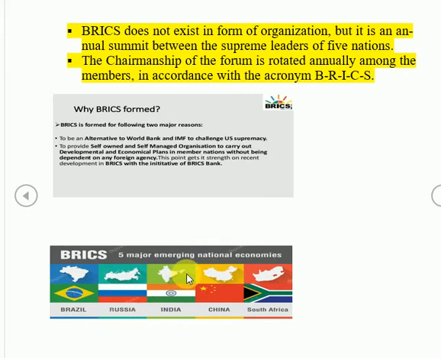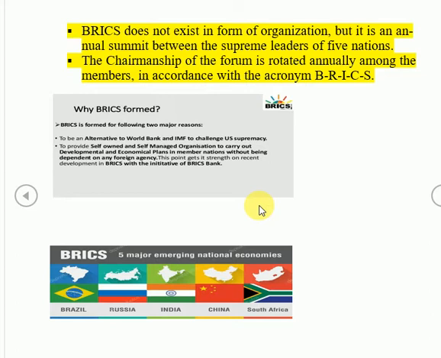If I talk about a small brief history of the BRICS, it was formed for two main reasons. The first reason was to be an alternative to the World Bank and the IMF, and to challenge US supremacy.